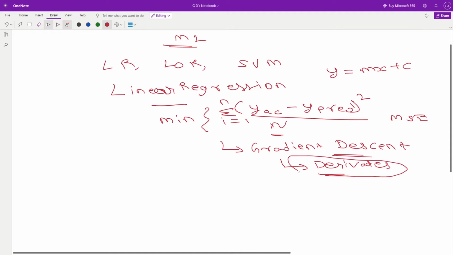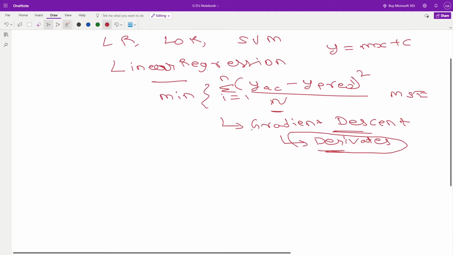So in this video, we will try to understand how exactly this differentiation or derivative works. Why we use derivative, and how we can use the power of derivative to apply gradient descent and minimize this particular error, and ultimately achieve the best fit line in linear regression, or a best separator in logistic regression, or a best separator in SVM, or any other algorithm where you use gradient descent. So let's start with understanding what exactly a derivative is.